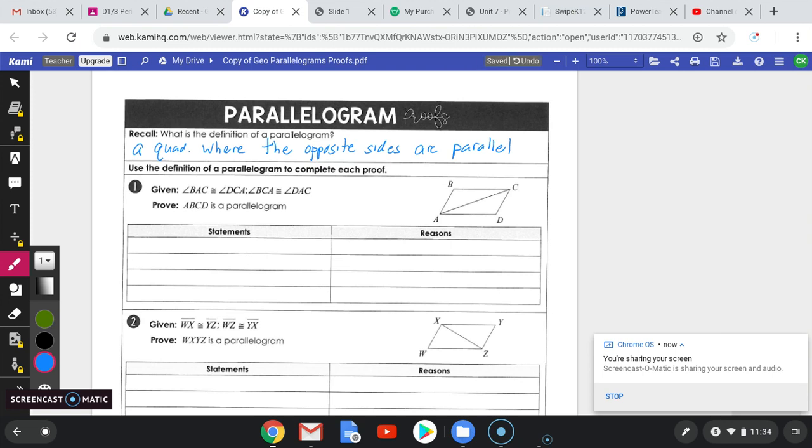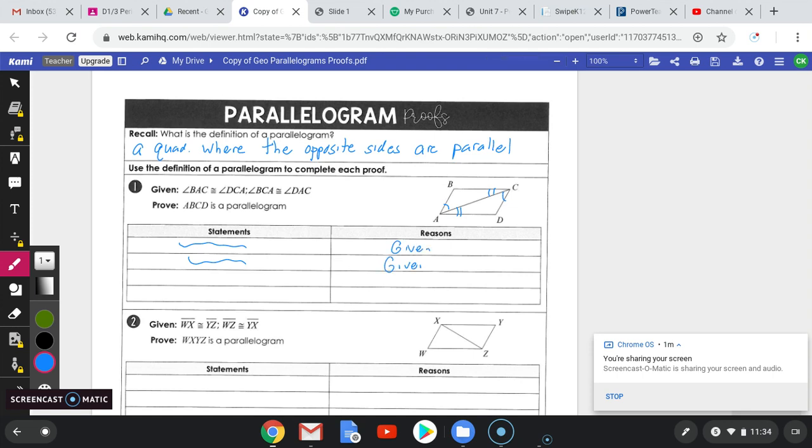So if I look here, number one, it says given angle BAC, so let me mark that down here, is congruent to angle DCA, and angle BCA is congruent to angle DAC. Prove that this figure is a parallelogram. So remember, with these proofs too, you won't necessarily need to use every single line here. The first thing we have for a proof, that's right, it's the given statements. So I'm just going to be a little bit lazy here and write the two given statements.